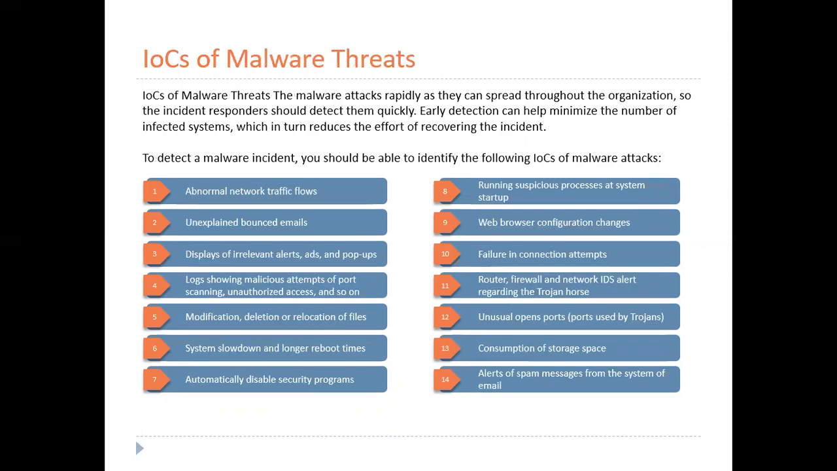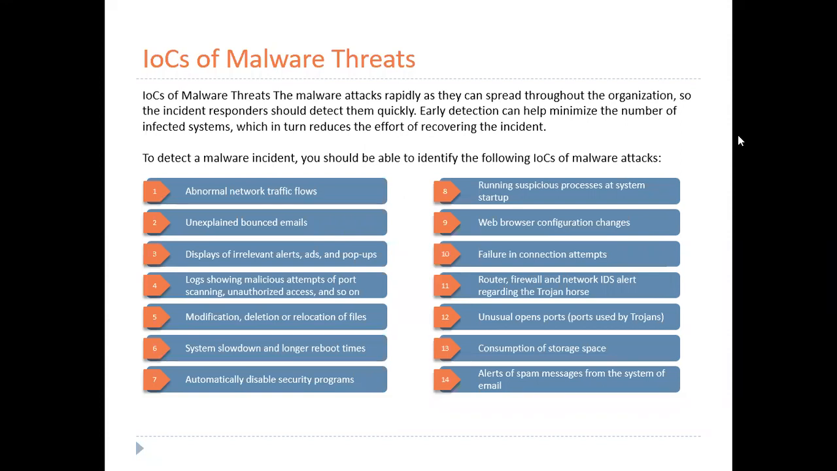Malware threats: you can see abnormal network traffic flows, you can see outbound traffic, you can see unexplained bounce emails, your emails have been bounced back, or you can see system slowdown, or it takes a longer time to reboot. So these are things which are not normal. Okay, so this comes under malware threats.